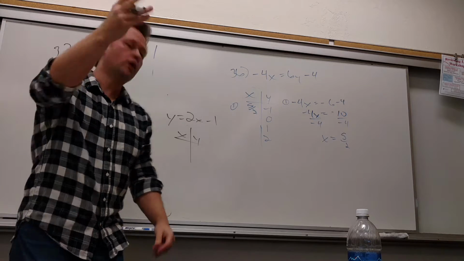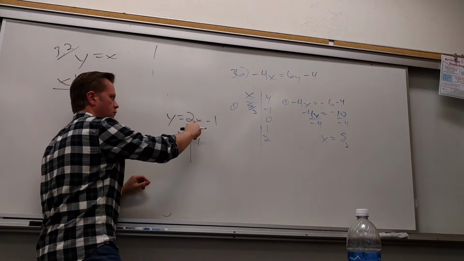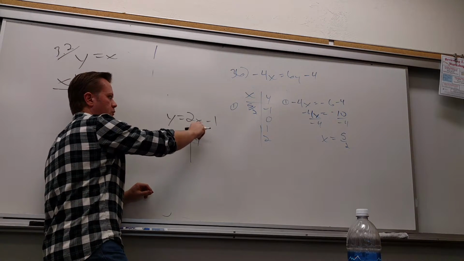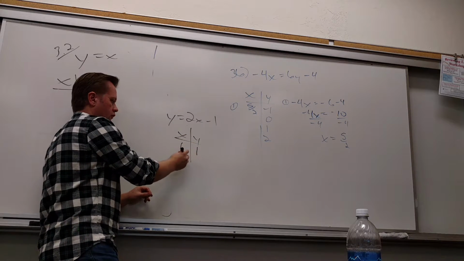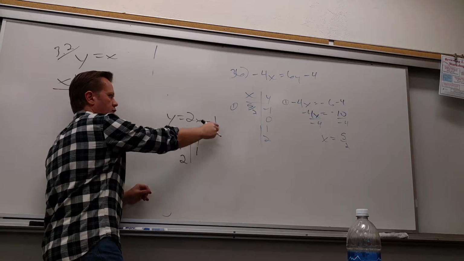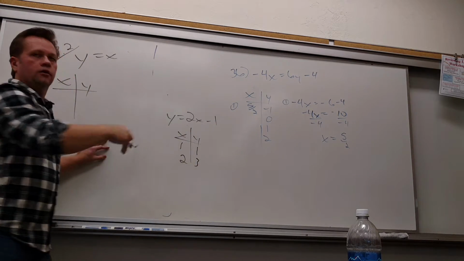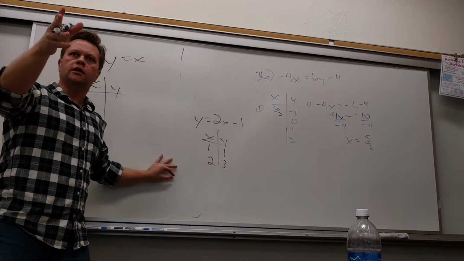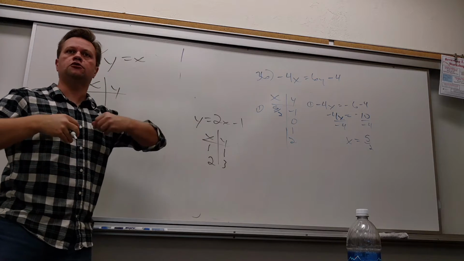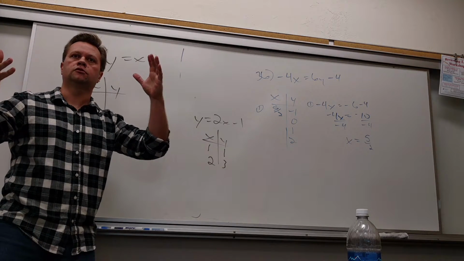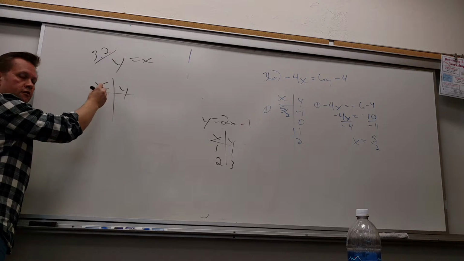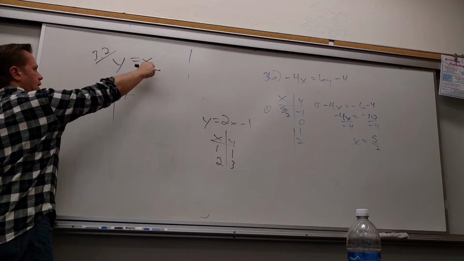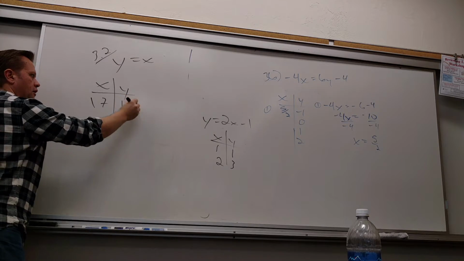Okay, 1. Okay, sweet. So when you put a 1 in, what do you get? Y equals 2 times 1 minus 1. So y is 1. And if you put a 2 in, 2 times 2 is 4 minus 1 is? 3. Alright. That's what you always do when you want to make a table of values. If they don't give you values, you just come up with your own. Okay, that's right. So here, give me a value for x. 17. Y is x. So what's y? 17. Alright.